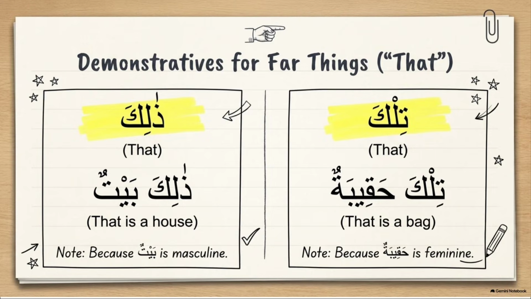For a masculine object that's far away, we use the word dhalika. So, dhalika bait, that is a house. But if that far away object is feminine, we use a different word, tilka. For instance, if you're pointing to a bag across the room, you'd say tilka haqiba, that is a bag. Notice how beautifully structured this language is? The pointing words change depending on distance, but the logic of matching the gender remains perfectly consistent.